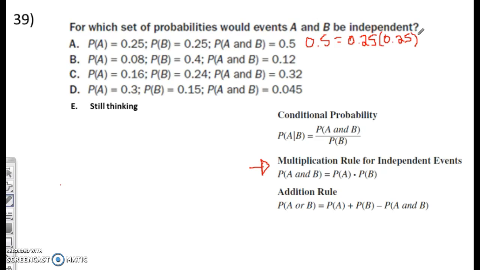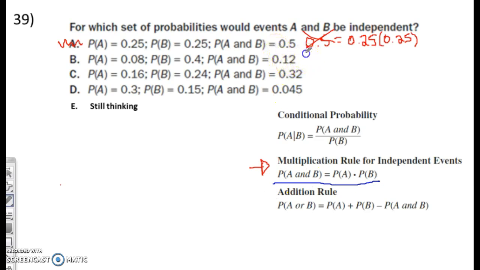So I'm going to take 0.25 times 0.25, and that equals 0.0625. So since it doesn't equal what we want, those are not independent. All right, let's try the next one. Again, we're just plugging it into this formula right here.